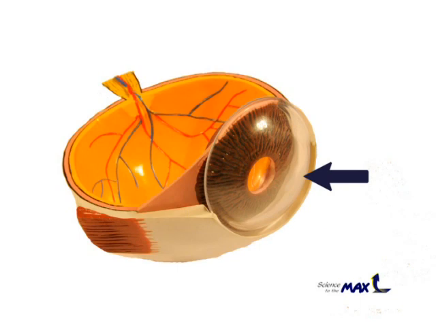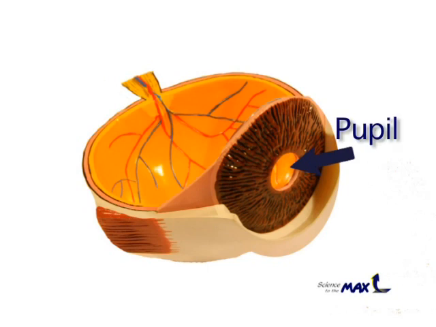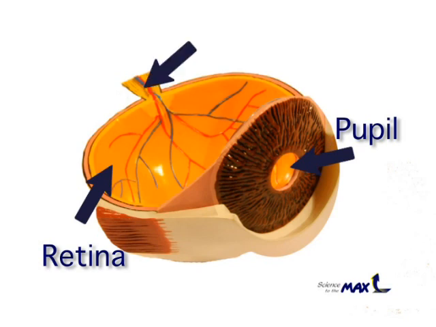Have a look at this model of an eye. The light enters through the outer covering called the cornea. Then it goes through the pupil and hits the retina that lines the back of the eye. Cells in the retina catch light rays and change them into electrical impulses. These impulses travel along the optic nerve to the brain, where they are turned into images.